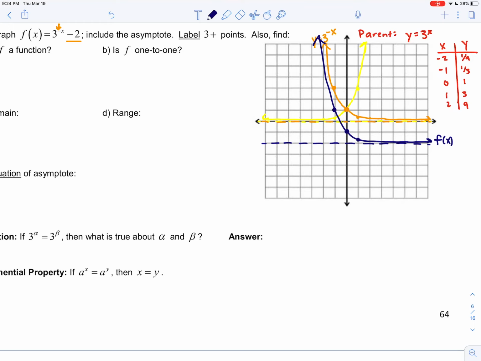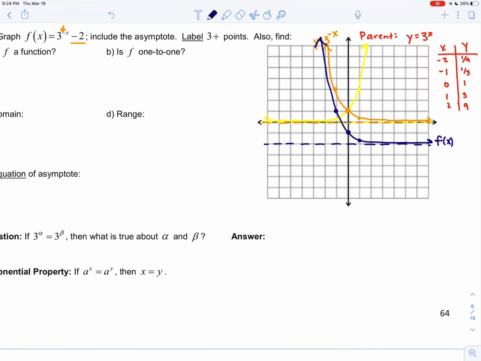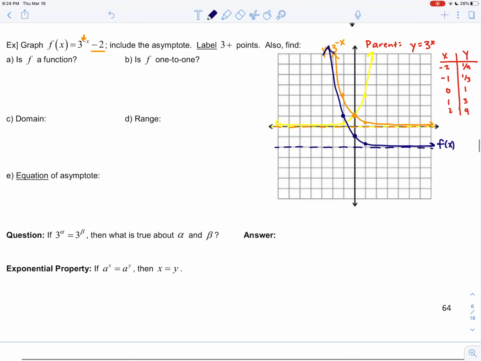Now that I have this graph done, I can answer the questions. Let me zoom out a little bit here. Is f a function? Yes, it is. You can tell by the graph it passes the vertical line test. Is it 1 to 1? To answer that one, you would apply the horizontal line test. It looks like yes, it is also 1 to 1. The domain is pretty simple. For any exponential function, the domain will always be all real numbers, or negative infinity to infinity.